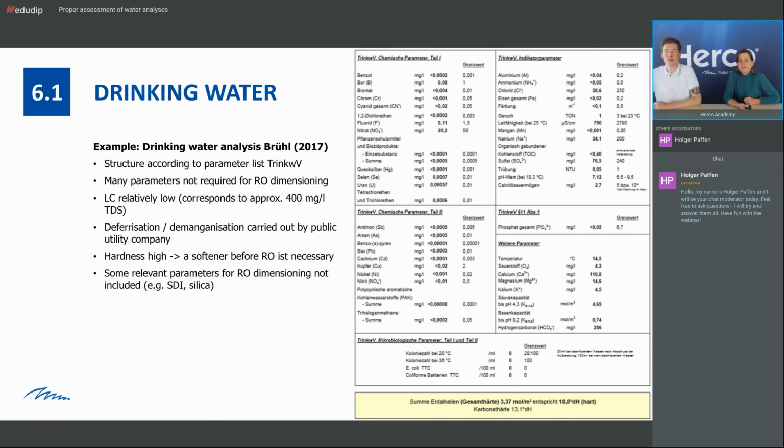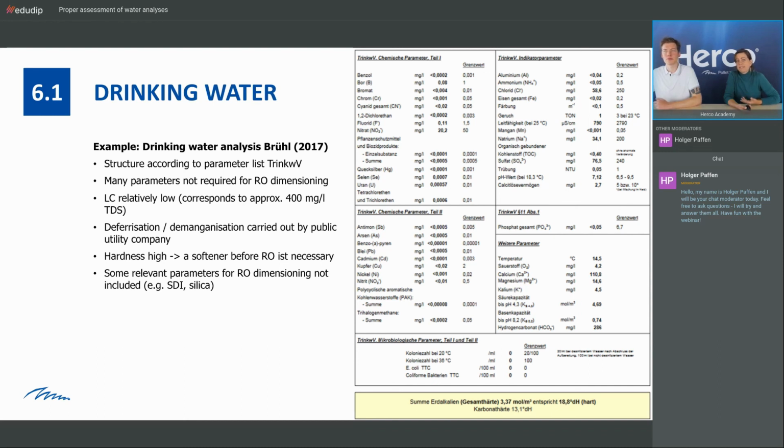So hardness is high. So calcium. You have it at the bottom, I think, in yellow. Yeah, it is here. Total hardness at 3.37. And German hardness, it's 18.8 degrees German hardness. So it's quite high. So as you see from the city, we always get hard water and we need to remove calcium and magnesium. Exactly.